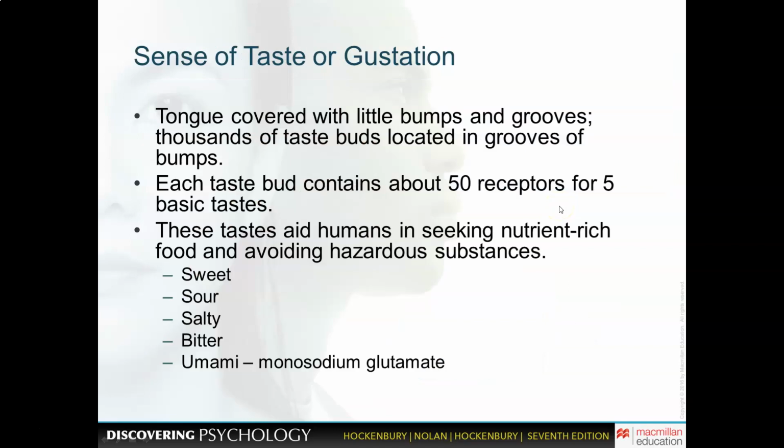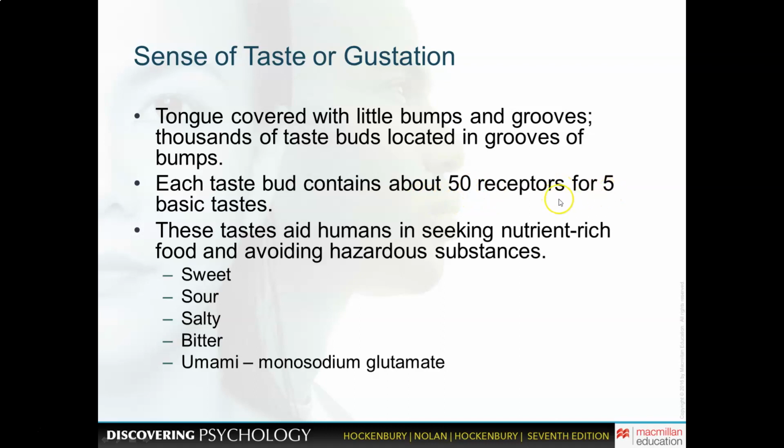Okay, let's move forward. So we're going to take a look at the sense of taste. And remember, the scientific term for sense of taste is what's called gustation. So remember, we basically have a lot of little bumps and grooves on our tongue. Remember, we call those taste buds. So each taste bud contains about 50 receptors.